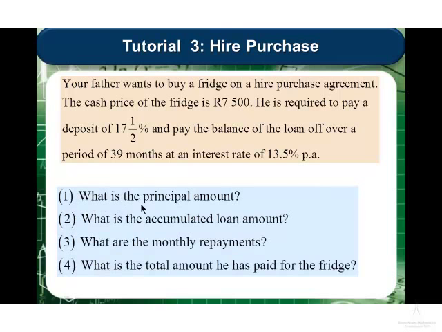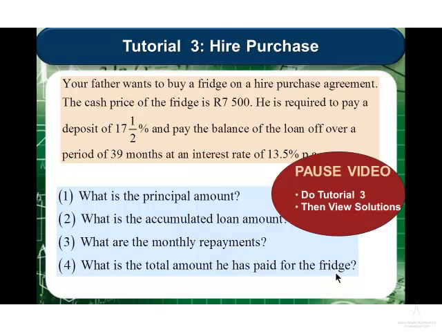First of all, what is the principal amount? Secondly, what is the accumulated loan amount? Thirdly, what are the monthly repayments? And finally, what is the total amount he has paid for the fridge? At this point in time, I suggest that you pause the video, do tutorial 3, and then come back and view the solution.